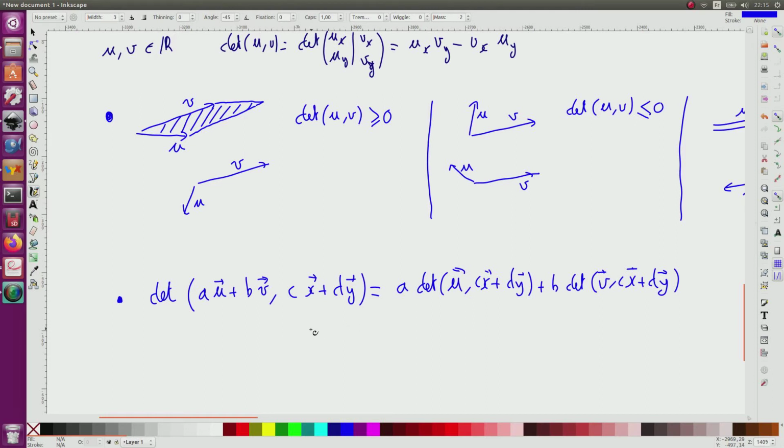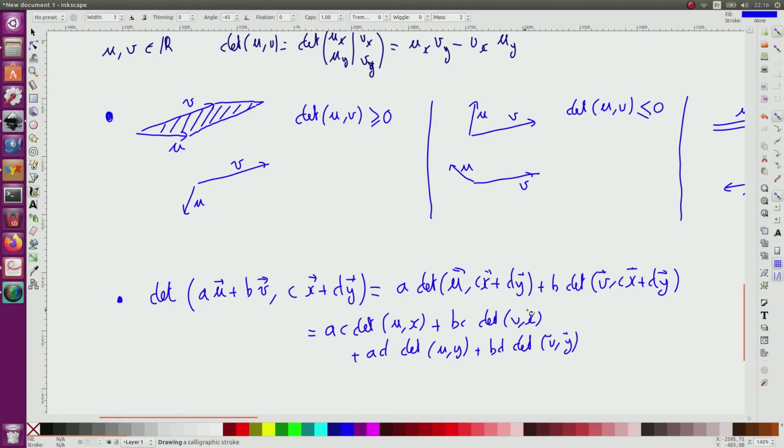So here I will have equal to ac times determinant of U and X, plus bc multiplied by determinant of V and X, plus ad determinant U and Y, and here plus bd determinant of V and Y. Of course, I should put arrows everywhere here.